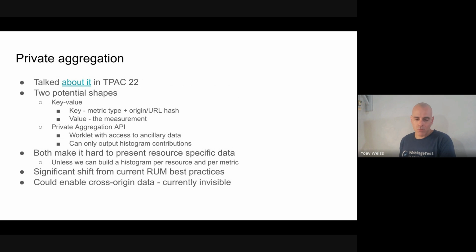For sure, this will be a significant shift from what RUM providers are currently doing, from what browsers are currently doing. But at the same time, if we move to this kind of model for ancillary data, this could also enable us to have access to cross-origin data that currently we don't see due to security restrictions, which don't necessarily exist in the aggregate.